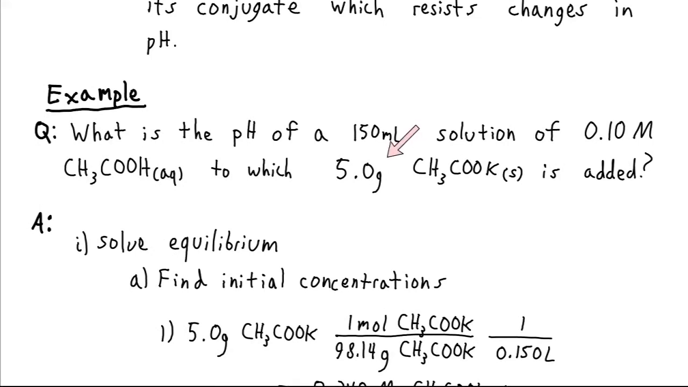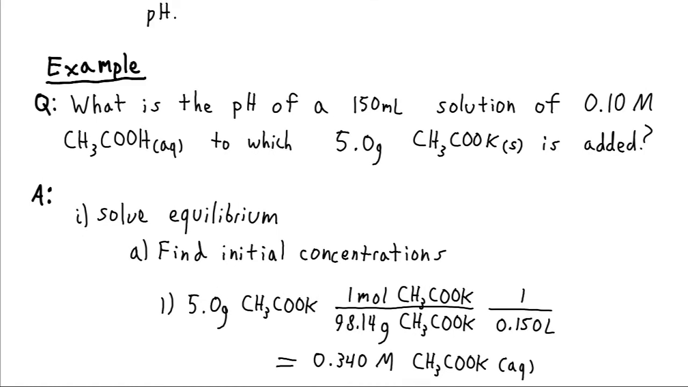We'll need to convert our 5 grams of potassium acetate into a concentration then. So divide by its molecular weight to get into moles, then divide by the number of liters of solution we have to get into molarity. So we have 0.3 molars of potassium acetate.